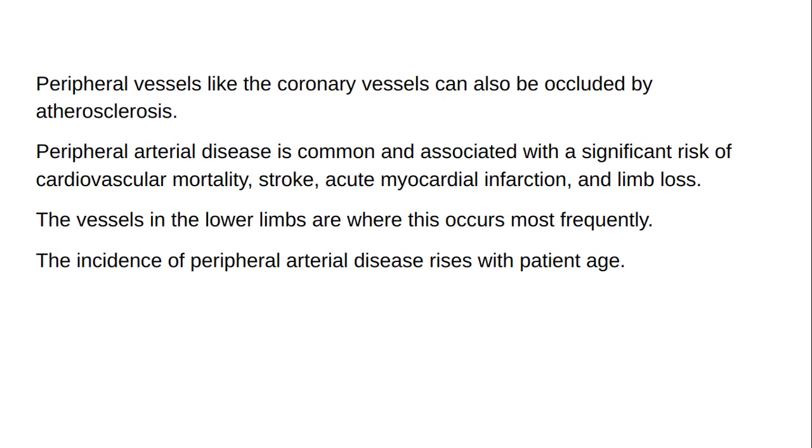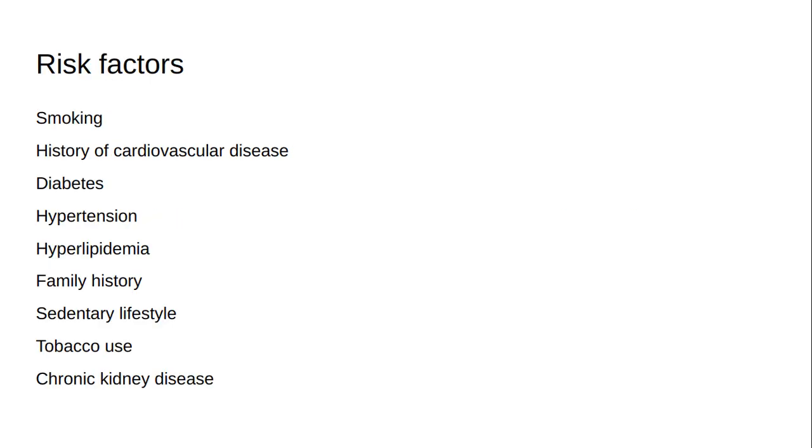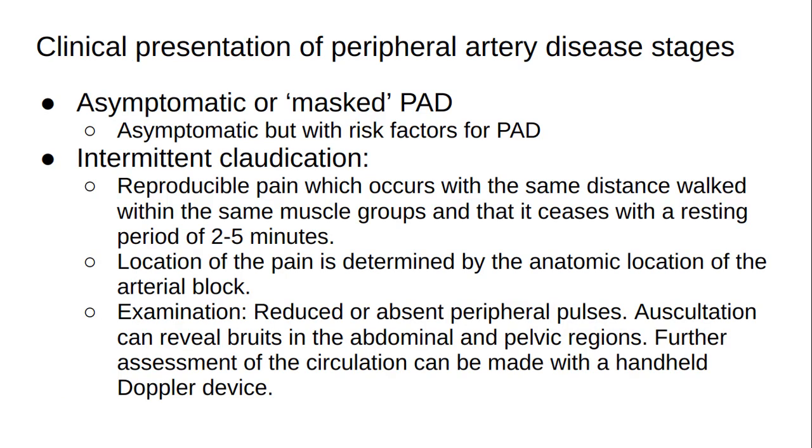The incidence of peripheral arterial disease rises with patient age. The risk factors for this condition are similar to the risk factors for cardiovascular disease: smoking, history of cardiovascular disease, diabetes, hypertension, hyperlipidemia, family history, sedentary lifestyle, tobacco use, chronic kidney disease. Patients with this condition can present in any stage of this progressive condition.